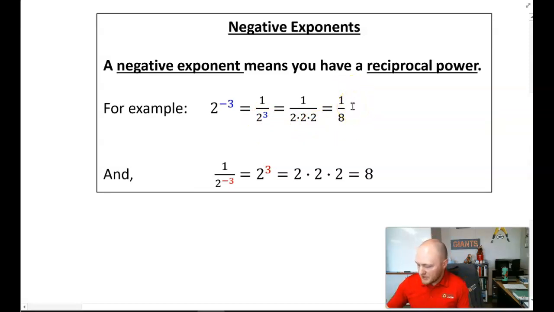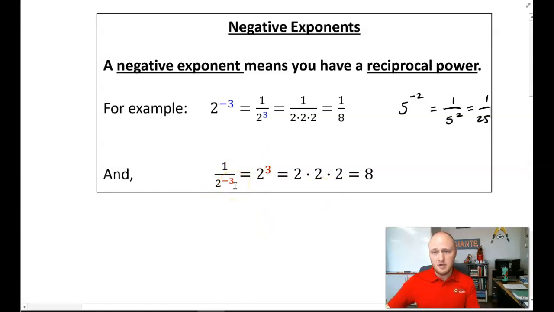Okay. Another example of this would be, what is 5 to the negative second power? Well, I'm going to move it into the denominator, 5 to the second, and that gives us 1 over 25. It also works the reverse way. If I have a base raised to a negative exponent in the denominator, like 1 over 2 to the negative 3, I'm going to move it into the numerator, 2 to the third, and then calculate 2 to the third, which is 8.